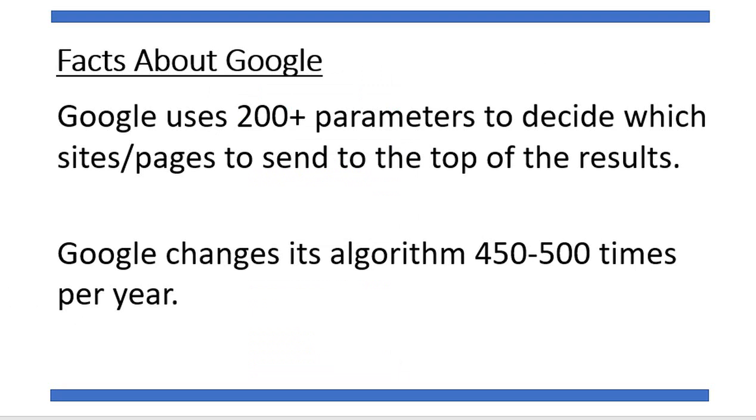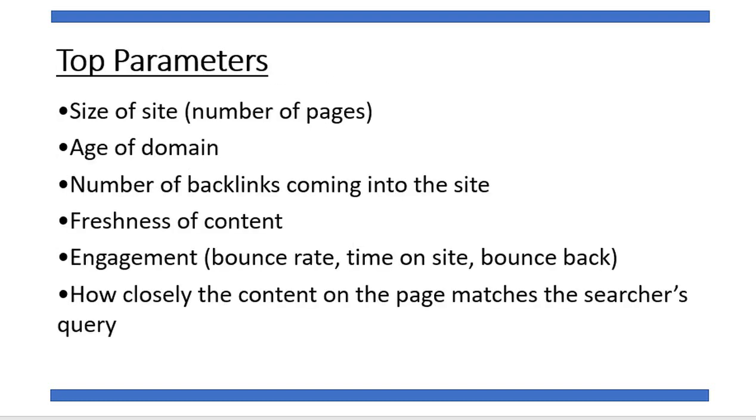So just some quick facts about Google. They use more than 200 parameters to decide which sites and pages to send to the top, and they adjust that algorithm slightly 450 to 500 times per year. And they're always trying to adjust it to give users the best result. And so here are some of the top parameters out of those 200.